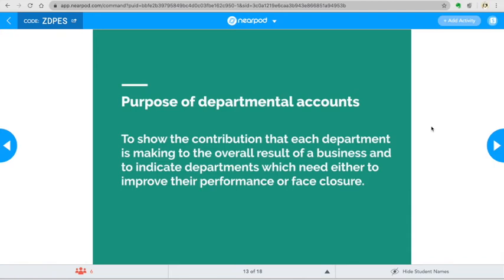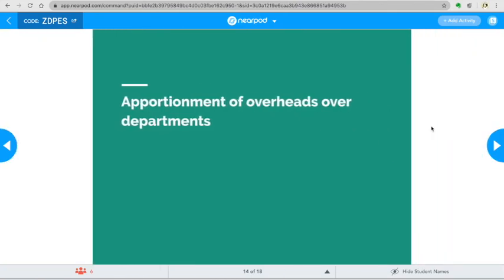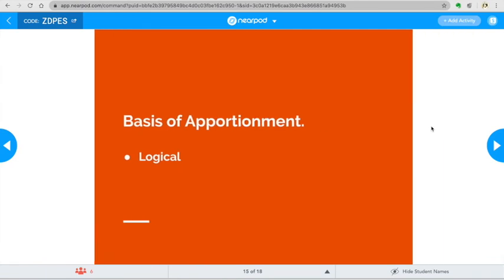Okay. Purpose of departmental accounting. Why do you actually do departmental accounts? To show the contribution that each department is making to the overall result of a business and to indicate departments which need either to improve their performance or face closure. But when you're looking at closure, it's not an easy decision. Apportionment of overheads over departments.